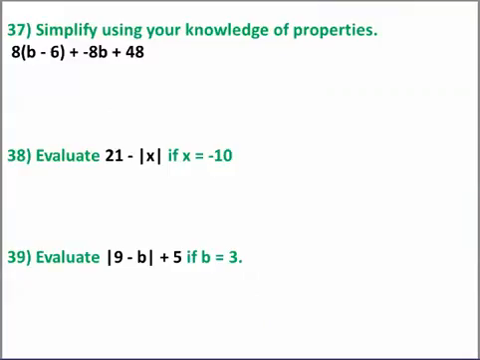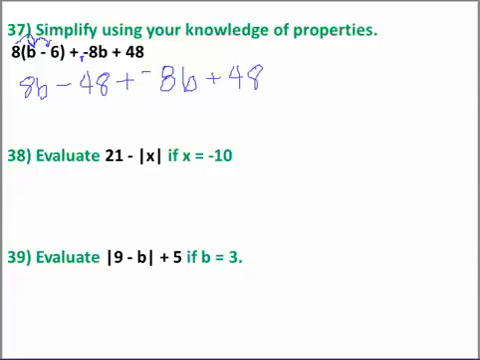Simplify using your knowledge of properties. Again, we're thinking about the distributive property, I hope. So we're going to multiply through here and get 8 times d minus 8 times 6, and 6 times 8 is 48, plus, and look at this, negative b. So I really could just say minus 8b, but I've got two signs in there, so I'll leave it for now. And plus 48, lost my pen, sorry, plus 48.